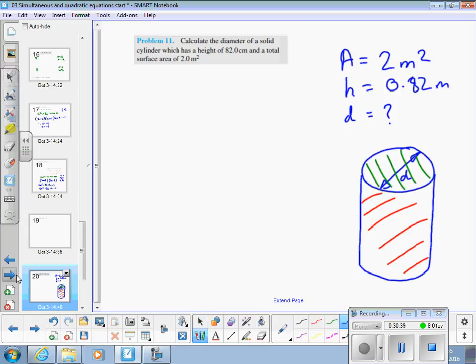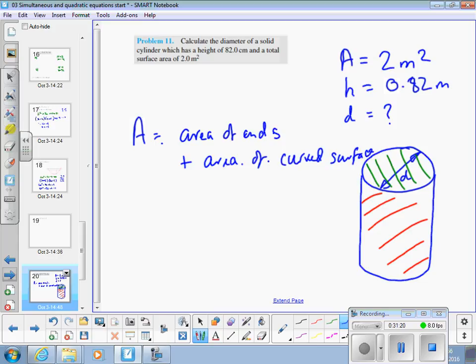So can we write a formula for the area for this solid? A equals, okay, you're saying the area of the ends, yeah, plus area of curved surface. Now, can we write an expression for the area of the ends?